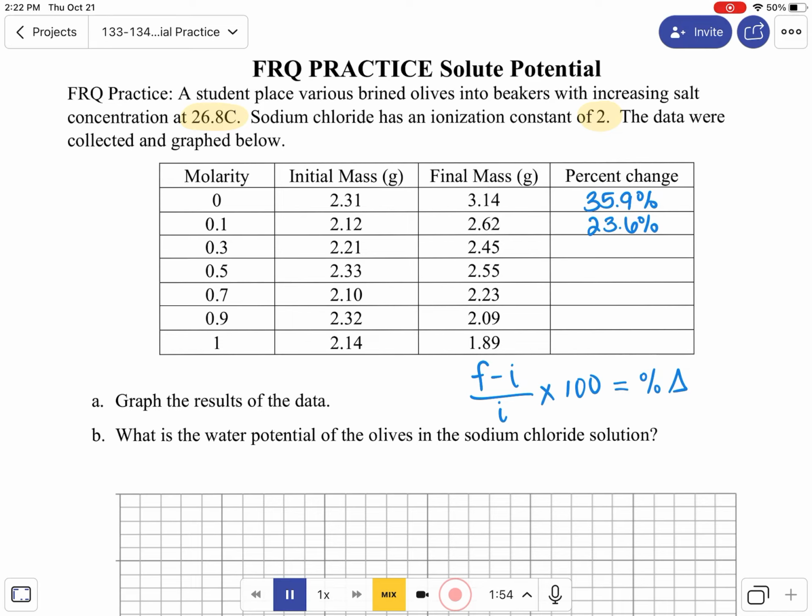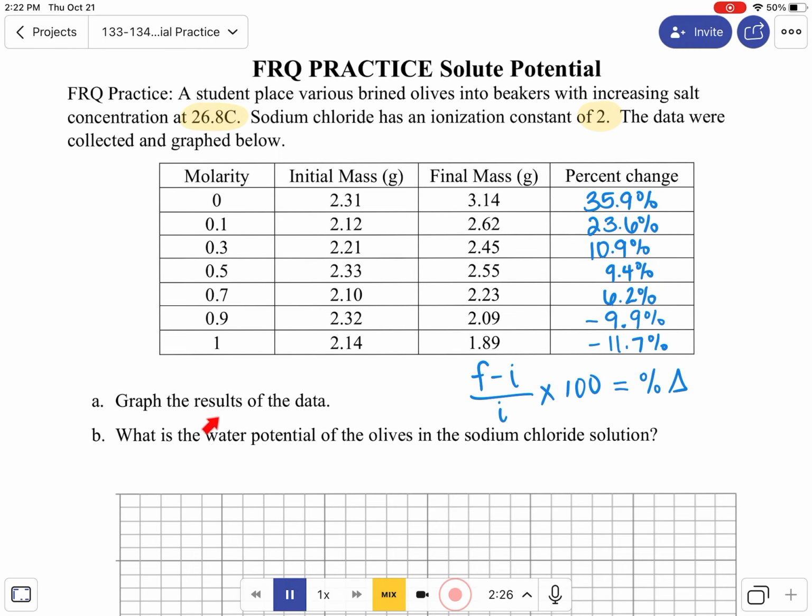23.6%. I'm now going to fill out the rest of the table by doing the same calculations to calculate the percent change of the olives in each of the different solutions. So here are the rest of my values on the table, and pay attention to where the values become negative. Once it becomes negative, this is indicating that the olives are losing water. That is why they have that negative change in mass, is because water is now flowing from the inside of the olive to the outside solution.